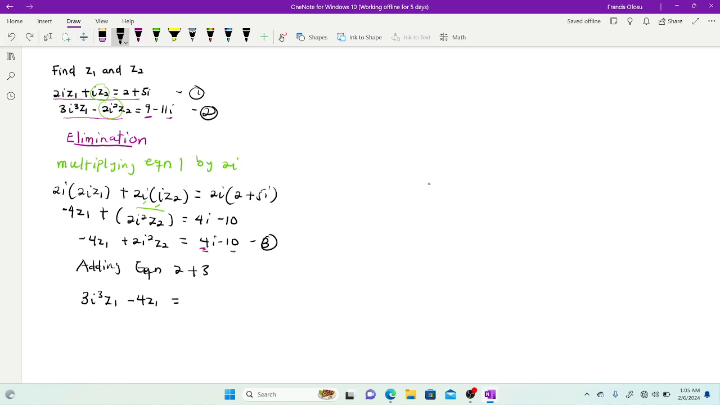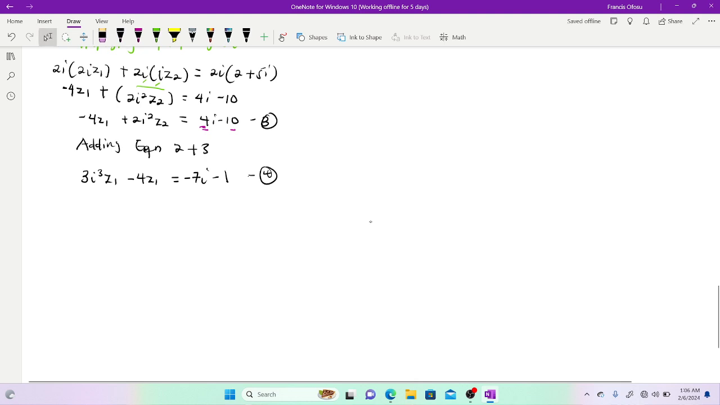So we'll be getting -7i, then -10 plus 9 will give us -1, right? And at this point, we are getting our fourth equation. So we can solve the fourth equation to get the value for our Z1, since the equation has the same variable.